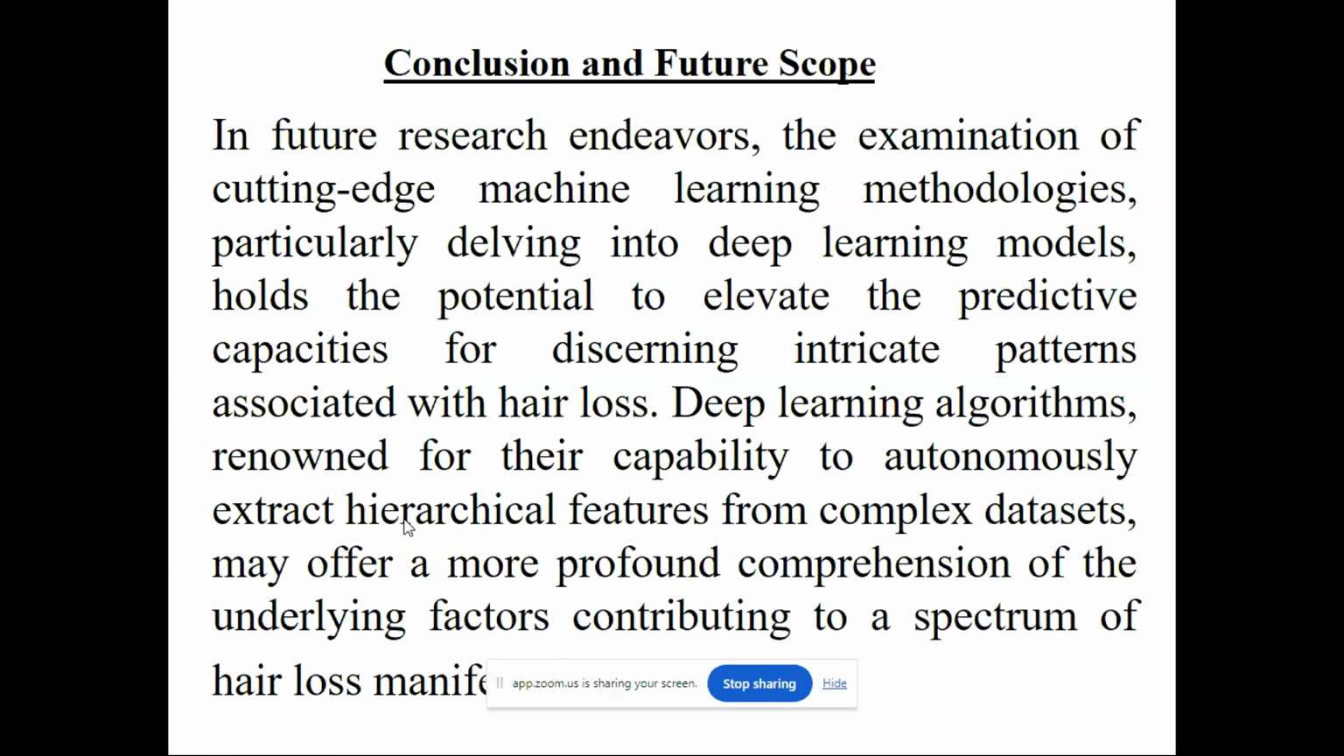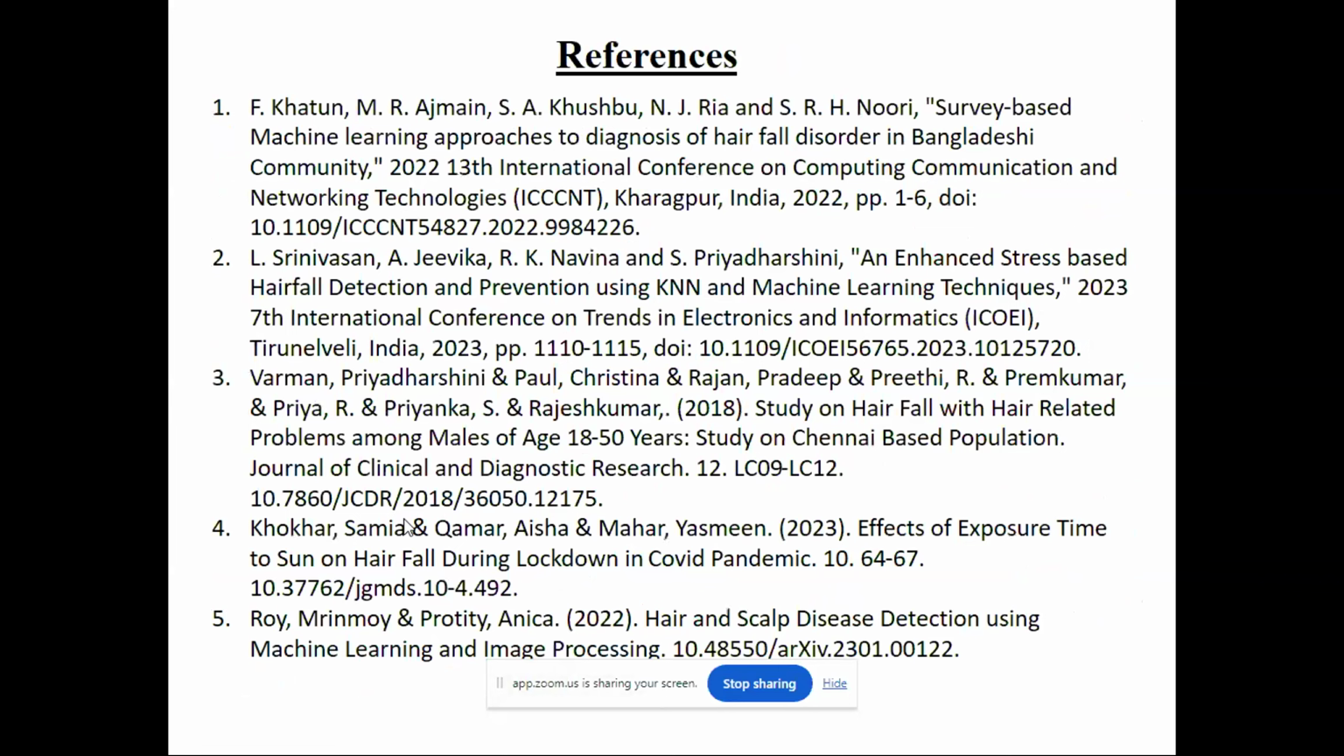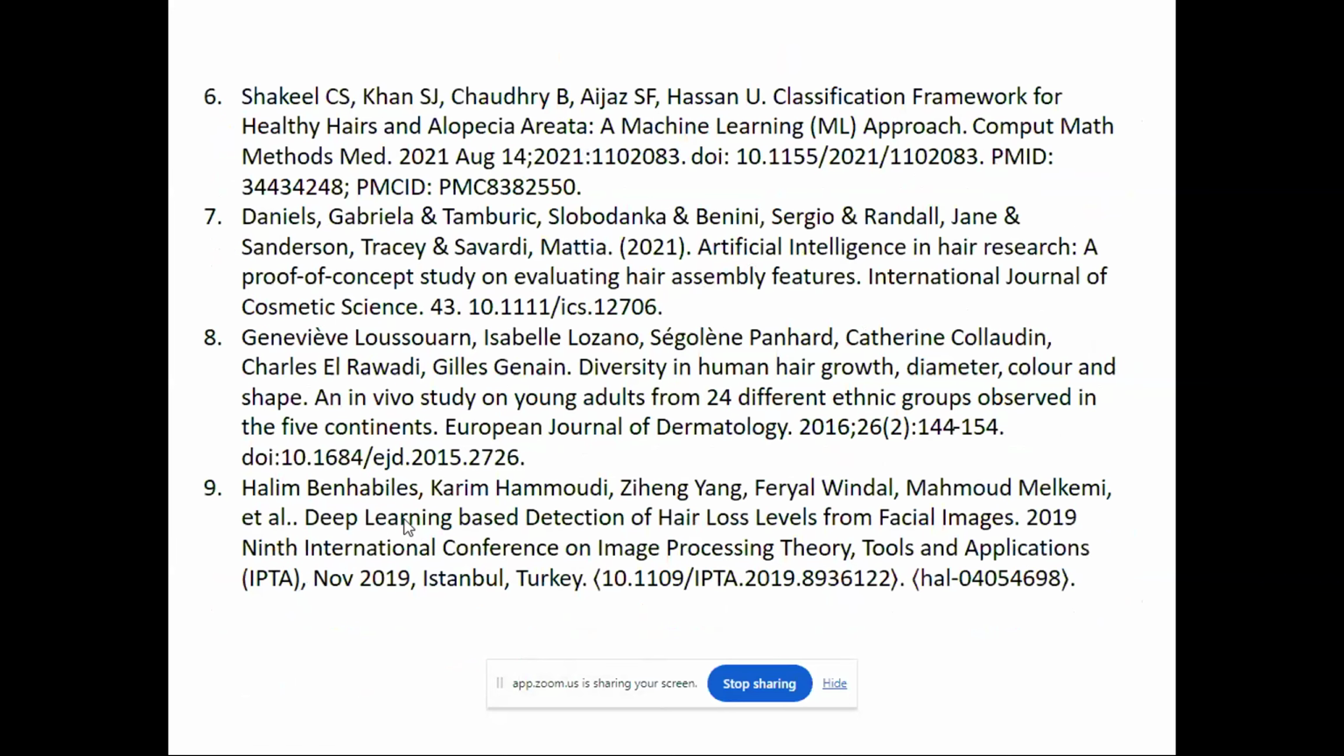Now, in the conclusion and future scope, the examination of cutting-edge machine learning technologies, particularly delving into deep learning models, holds the potential to elevate predictive capacities for patterns related to hair loss. So deep learning algorithms can also be used for this, and may offer a profound comprehension of the underlying factors contributing to hair loss, to analyze or predict the hair loss pattern in a person. These were the references. So thank you.